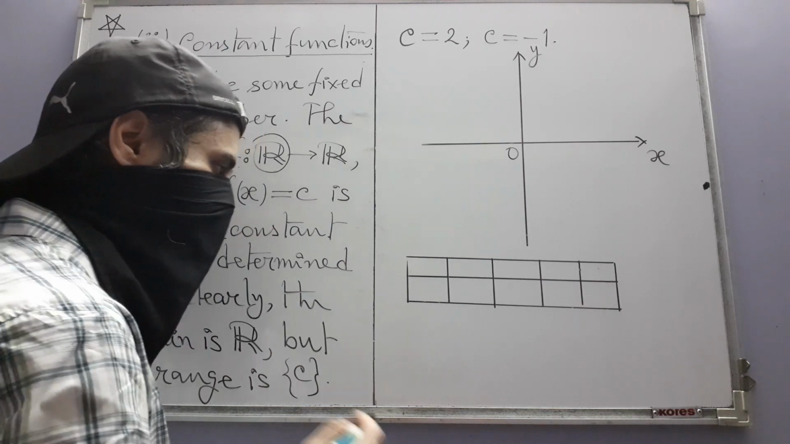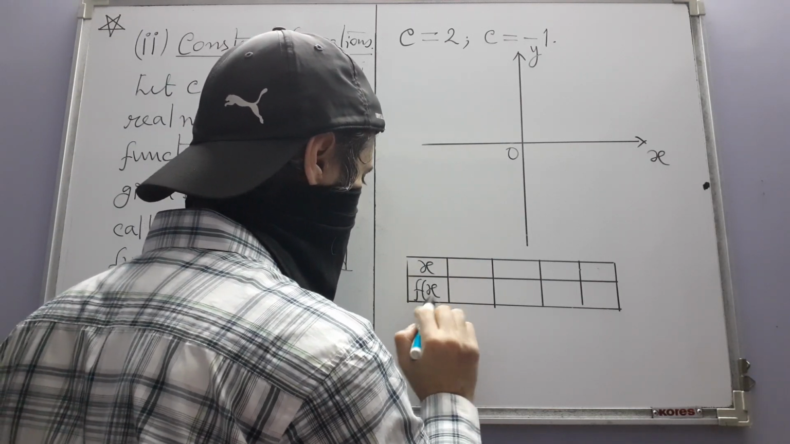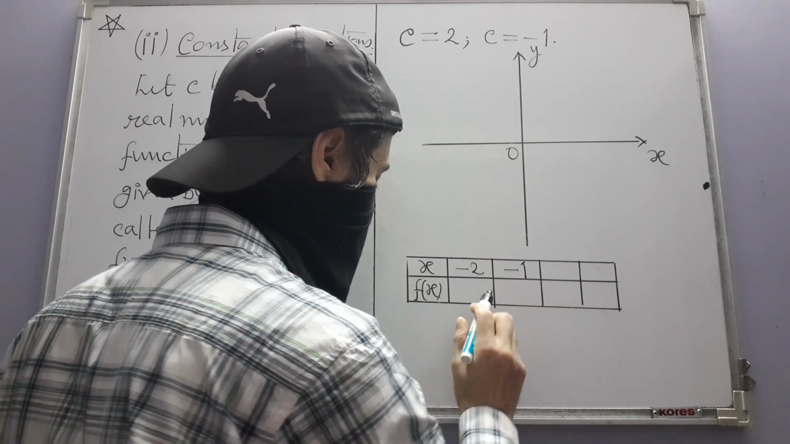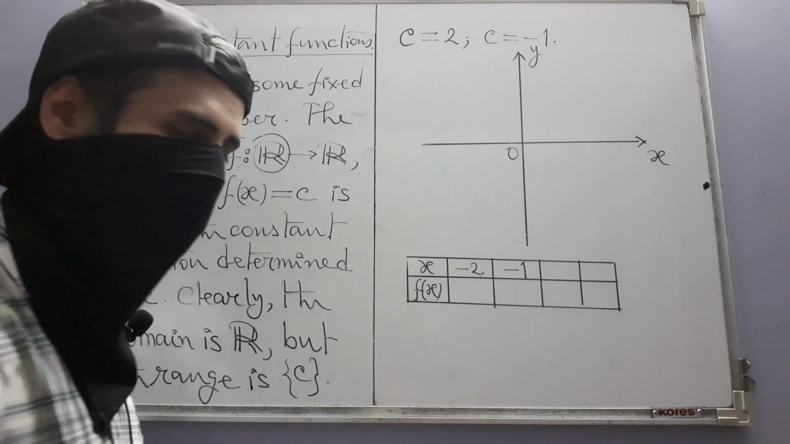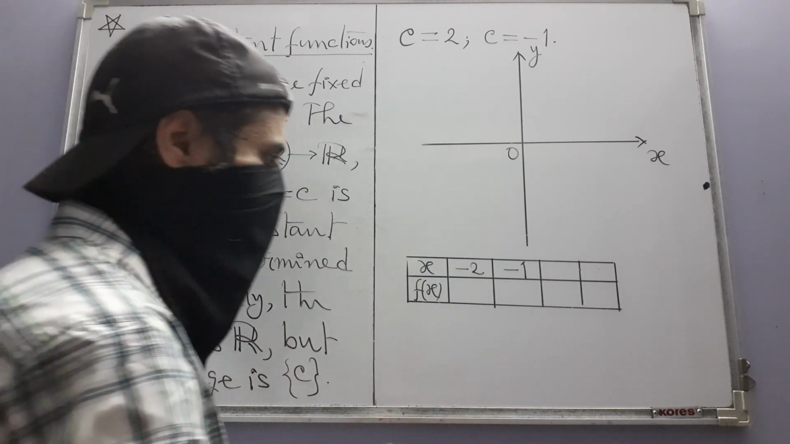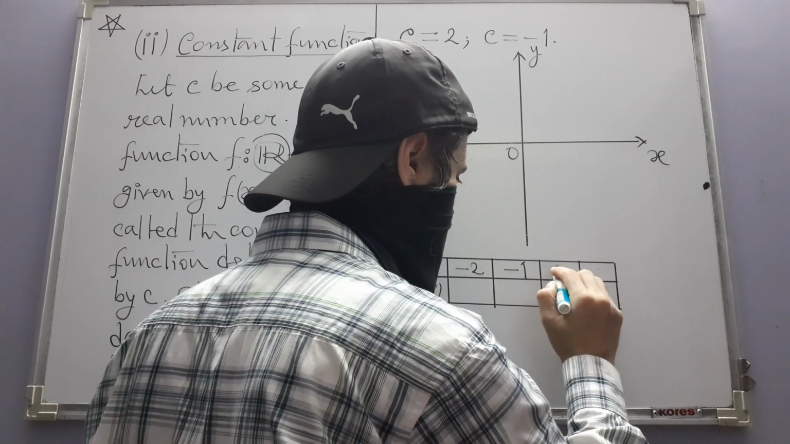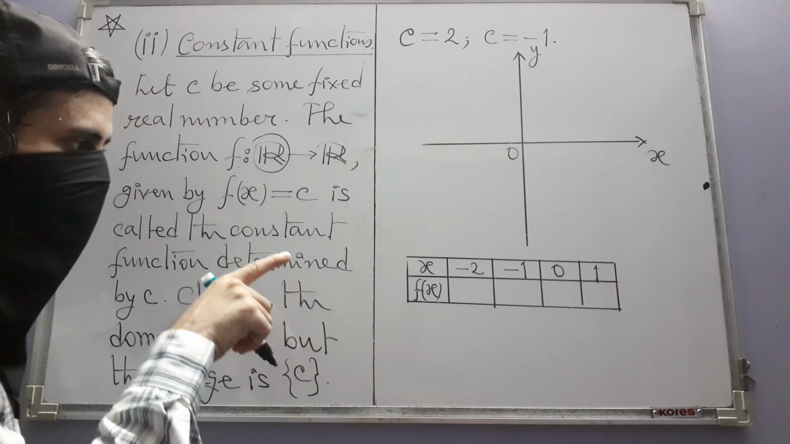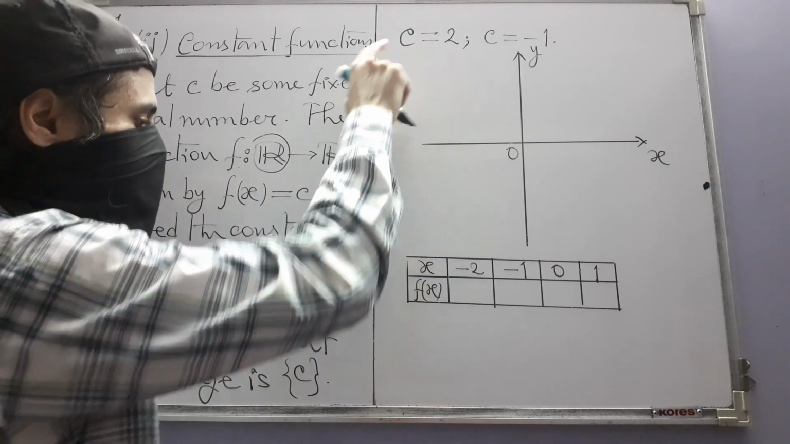So this time I am going to take 4 values only. Say minus 2, minus 1. It's not necessary that every time you have to take integers only. You can take fractions also if the graph is really complicated, in order to see how it looks. So no matter what my input is, the output now is constantly 2.